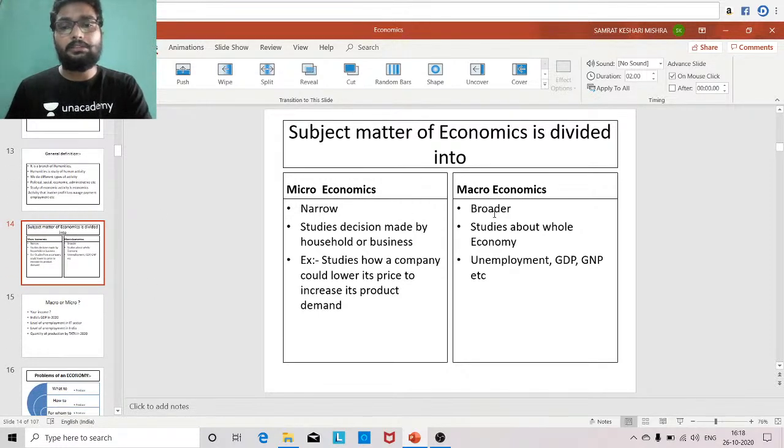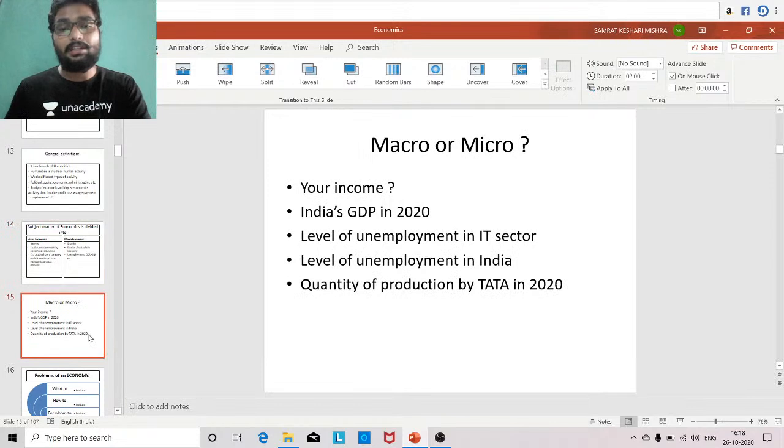So this is the difference between microeconomics and macroeconomics. Microeconomics is narrow and macroeconomics is a broader term that we have discussed. Now, let's understand through an example. Let's say we're talking about your income, how much your income is. Let's say you are generating 50,000 per month. So whether it comes under the ambit of micro or macro. I'm talking about an individual.